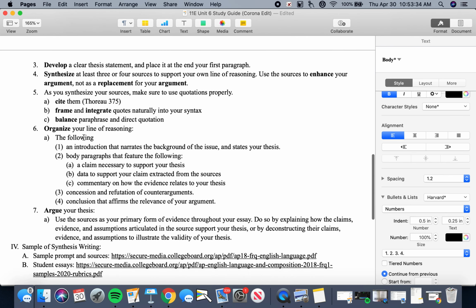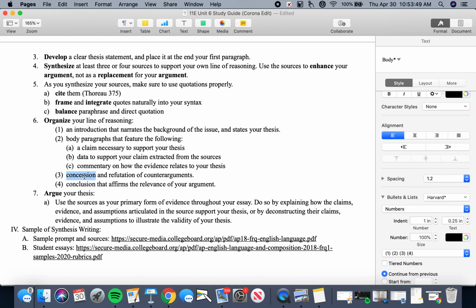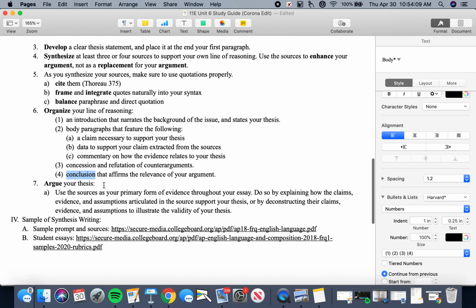After that, after you begin that process, I would establish a kind of organization for your line of reasoning using, basically, an introduction that narrates the background of the issue and states your thesis, body paragraphs that feature claims, evidence, and commentary. I would include a concession and refutation portion, all right, in which you concede a counter argument to your position, refute that counter argument. That counter argument might be articulated in one of the sources themselves, which you could cite from and then deconstruct. And then finally, write a conclusion that affirms the relevance of your argument.